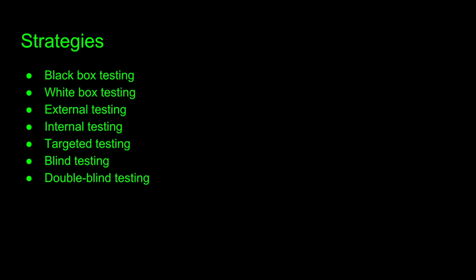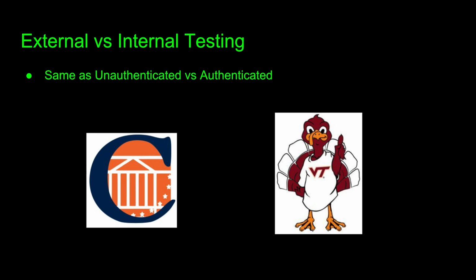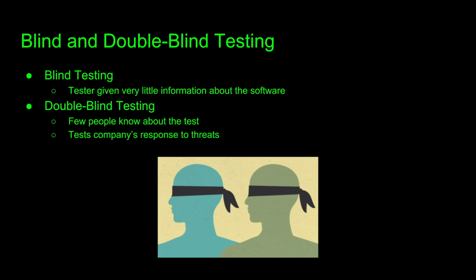So there's several strategies that pen testers use during testing. Just like we learned in class, we have black box and white box testing, and just like we discussed with authenticated and unauthenticated testing, they can focus on the interior or exterior of the system. Targeted testing is where pen testers actually work with the IT team, which is sometimes called a lights-on approach because everyone can see what's going on. This does not always happen because we also have blind testing, where the tester knows very little about the software other than like the company name, and double-blind testing, where very few people at all know about the test. This is typically used to measure a company's response to threats like this.